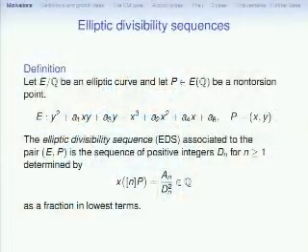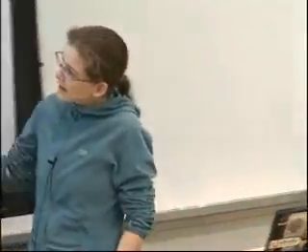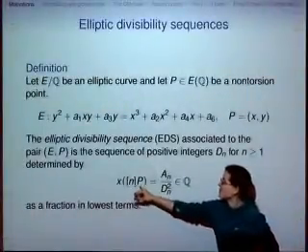So we saw this paper, and we thought of asking the same question for elliptic divisibility sequences, which are related to elliptic curves. So suppose we have an elliptic curve and a point on the curve, both defined over the rational numbers. Then the point, the x-coordinate of the nth multiple of the point.